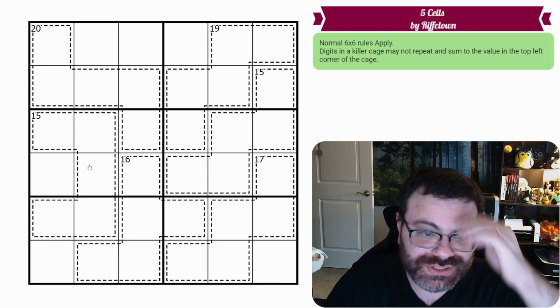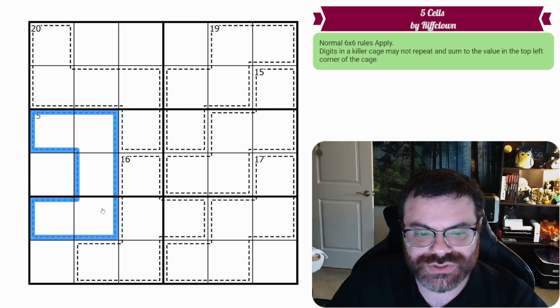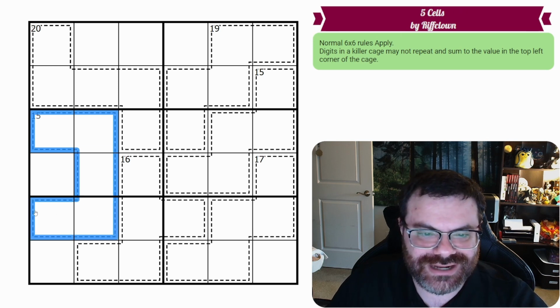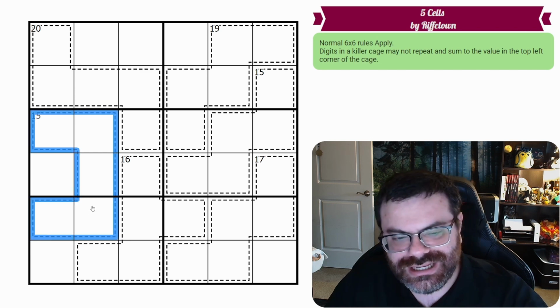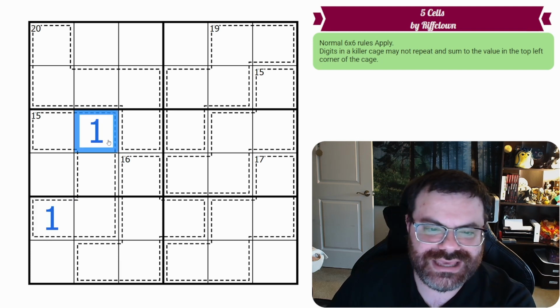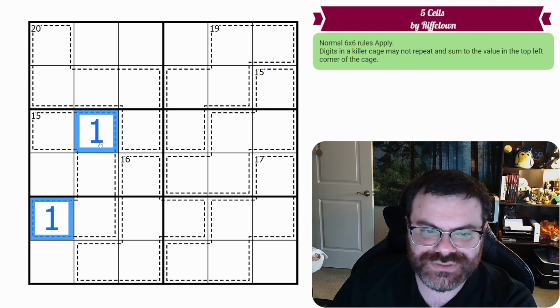We also have killer cages in the grid, so these are these dotted outlined cells. So there's a group of 5 cells here. The title might be a hint there. There's a group of 5 cells here that are outlined by a dotted line, so that makes them a cage. Within a cage, digits can't repeat, just like a row, column, or box. So if I put a 1 here, I can't put a 1 here. Sudoku rules would allow me to, but killer cage rules do not. So I can't repeat the 1 in that cage.